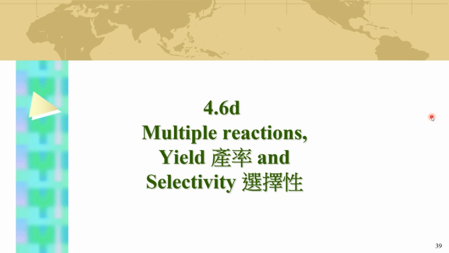The next topic will be 4.6d. We want to talk about multiple reactions. So far we have only talked about single reactions, and we haven't talked about multiple reactions. It's more complicated because it involves yield and selectivity. I'm going to leave this topic to next week. So that's it for today.